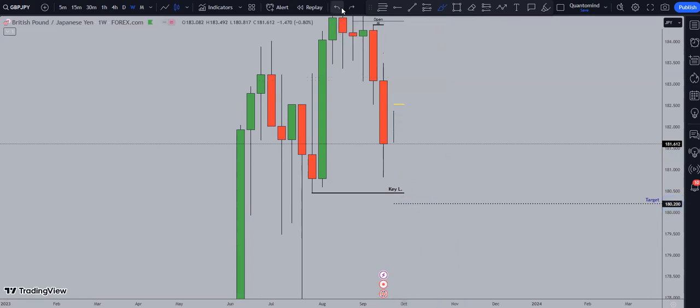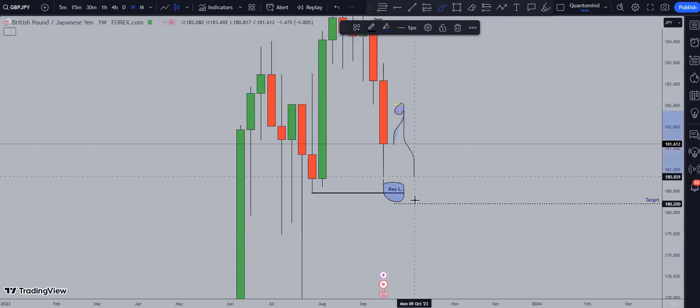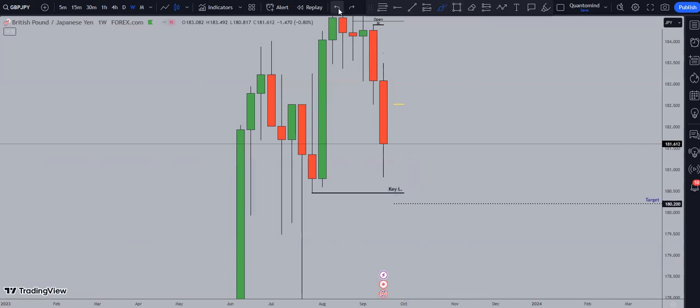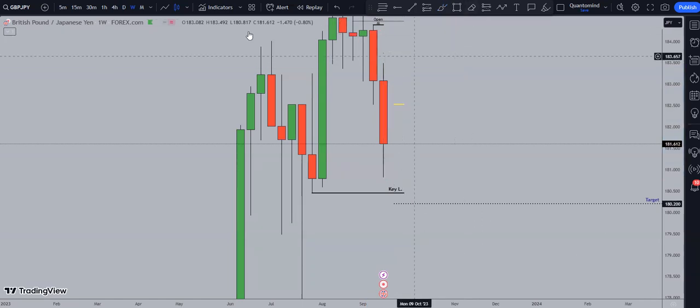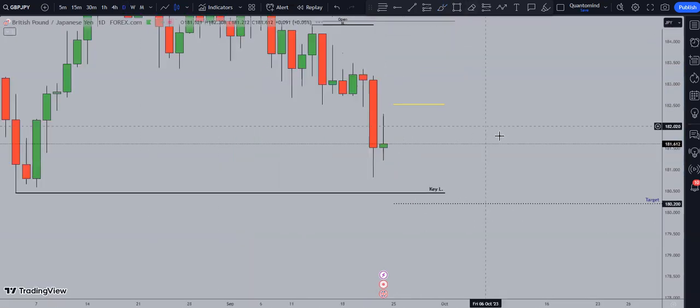So we can see that this bearish candle failed to retest the key level. If the market starts pulling back, whenever the market comes back to the key level, it is going to break it. So we still have momentum to the downside that we can use. So that's it for the weekly.